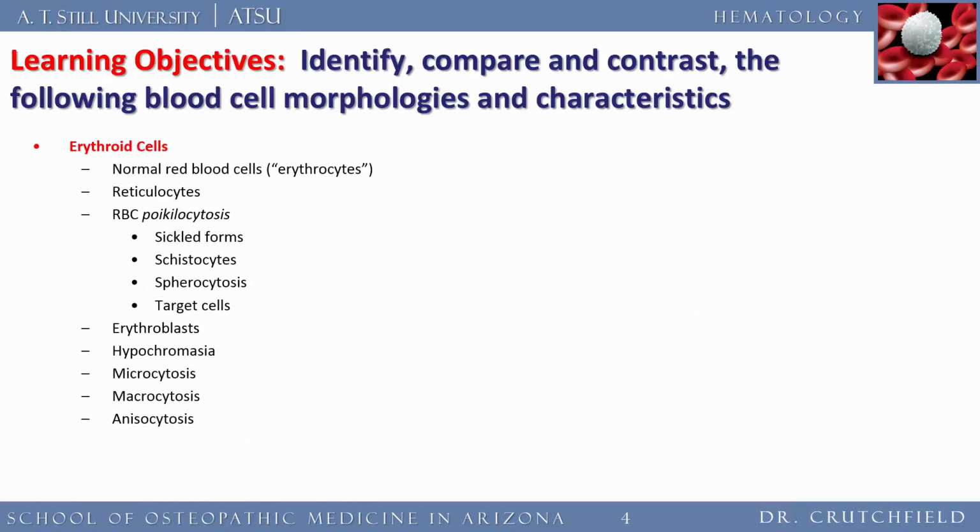Let's take a look at some of the learning objectives for this presentation. First and foremost, we need to recognize what a normal red blood cell looks like. Then we're going to look at some reticulocytes, and then some red cells which are deformed, which is known as poikilocytosis. We're going to look at some sickle cells, schistocytes, spherocytes, and target cells, and then there's going to be a little bit of an introduction to hematopoiesis.